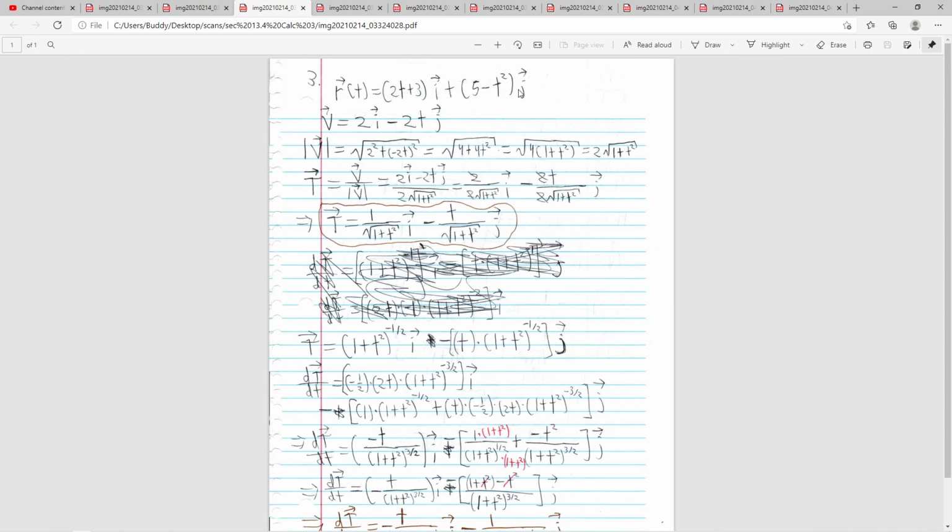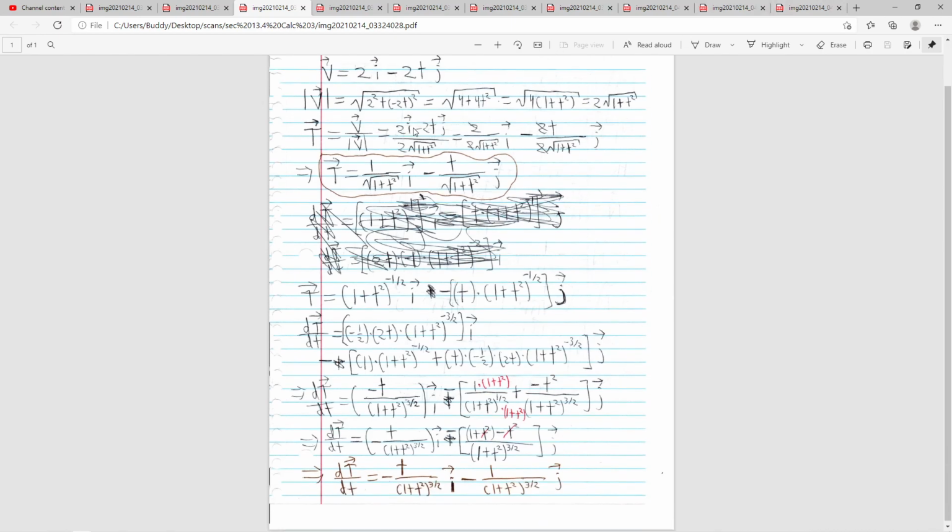The magnitude of this is not too hard to calculate. We square each component, so we get 4 plus 4t squared, and we take the square root. Then it's 4 times 1 plus t squared, and you can take the 4 out of the square root to get a simplified form, 2 times the square root of 1 plus t squared. And you do division, some basic simplification, so 1 divided by the square root of 1 plus t squared, i, minus t divided by the square root of 1 plus t squared, j. That's your T. We got it pretty quickly.